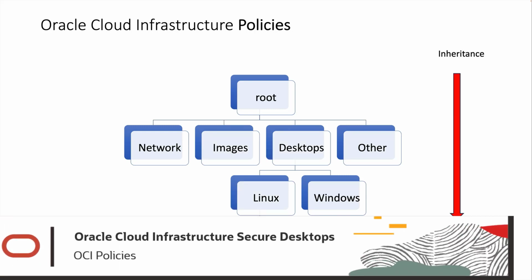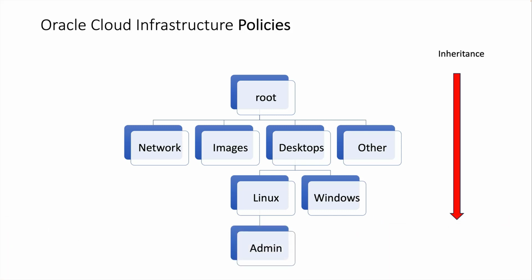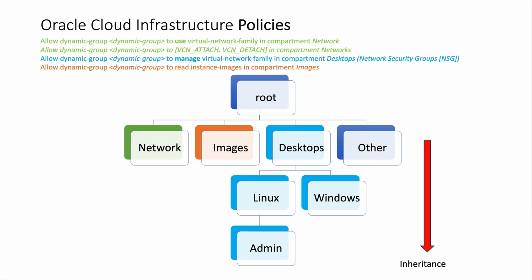Now, the important part is that policies actually get inherited. If you apply a policy to a particular compartment, all child compartments will inherit that policy unless you create another policy in the child compartment to override that previous policy. So in our example, I color-coded that I have to put in particular policies for the compartment that contains your network, your VCN and subnets, and you need other policies that you specify on a different compartment where you actually want to create your desktops in.